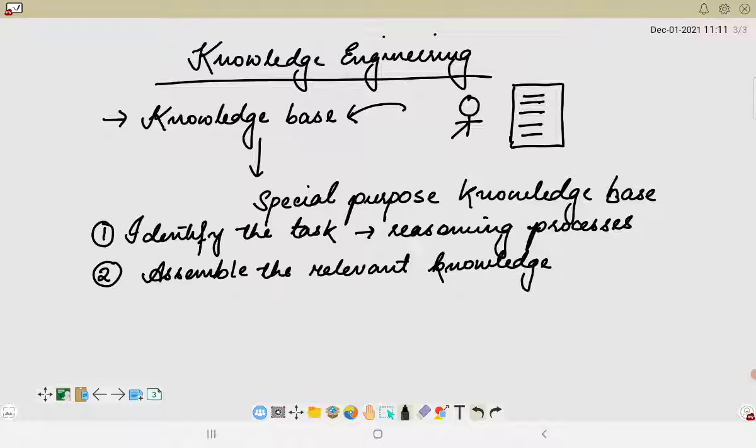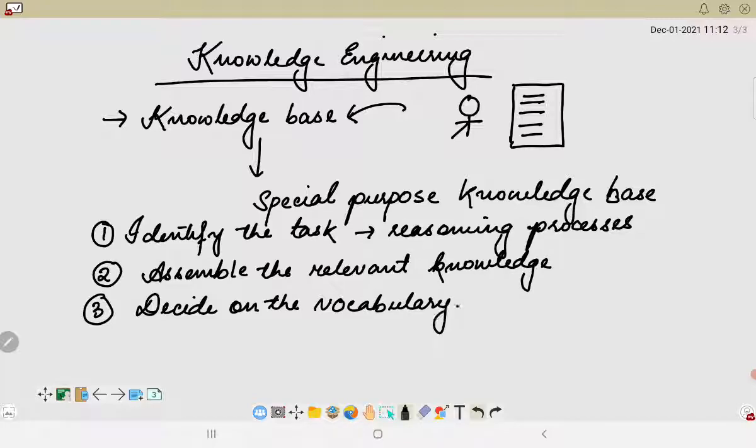Okay, then the third one is that we have to decide on the vocabulary. That means we have to select the functions, the predicates and the constants with which we can represent the circuits. So we have to decide on the vocabulary. That means we have to find out the appropriate words which can be used as predicates or as constants in order to represent that particular domain.